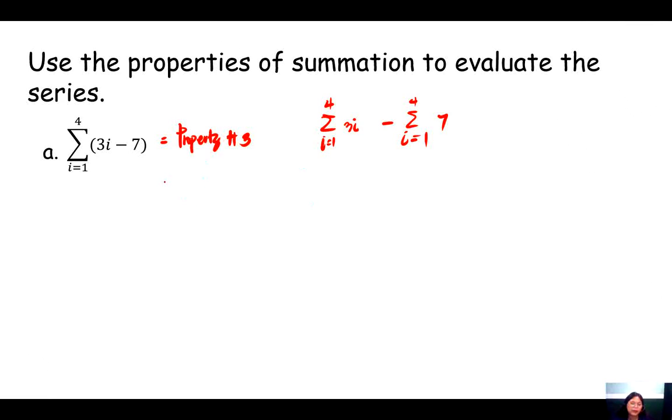Next, ano kaya pa yung mga pwede natin dyang magalaw or mamanipulate? Okay, si 7 wala na yan. It's constant. How about the 3i? Ano kayang property to class? Ano kayang property yung pwede nating ma-apply dyan? Okay, property number 2. Bakit kaya property number 2? Because si I, pwede natin paghiwalayin si 3 at saka si I. Okay, so according to property number 2, pwede ganito ang kanyang image.